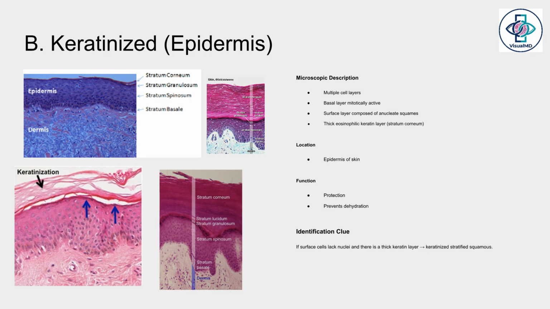Keratinized stratified squamous epithelium, or epidermis, has a thick keratin layer and anucleated surface cells. It provides protection and prevents dehydration of the skin.